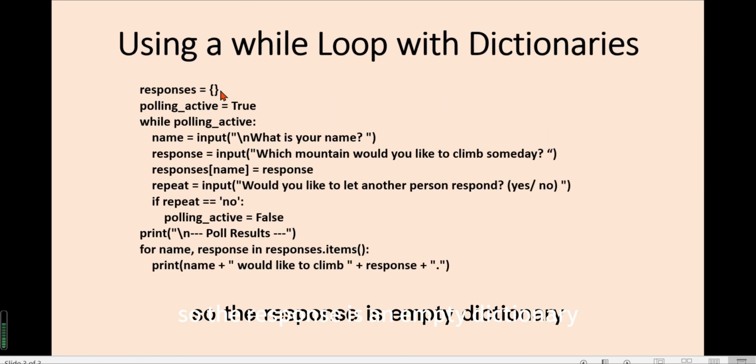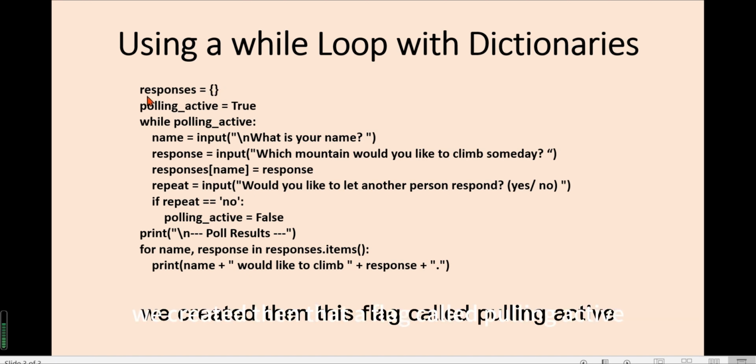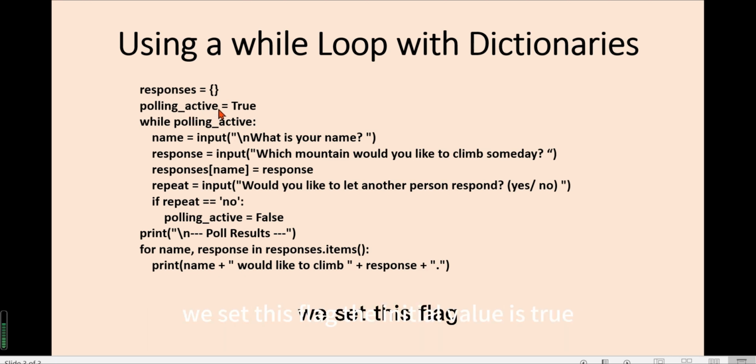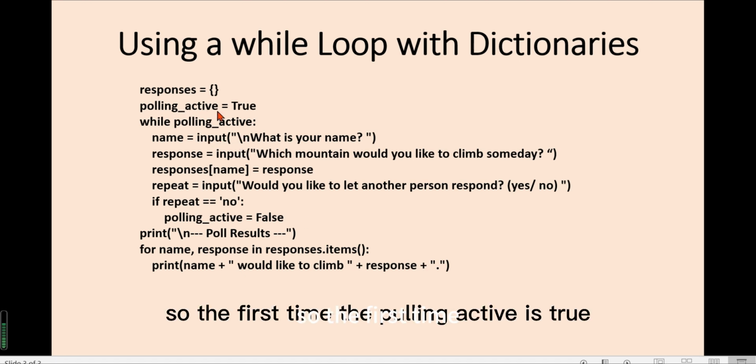The responses variable is an empty dictionary we created. Then there's a flag called polling_active. We set this flag's initial value to True. And the while loop starts with while polling_active. If polling_active is True, the block in the while loop will be executed. So the first time, polling_active is True.